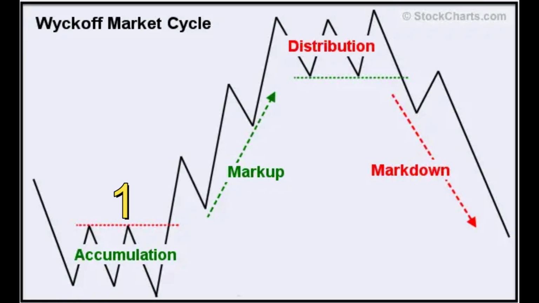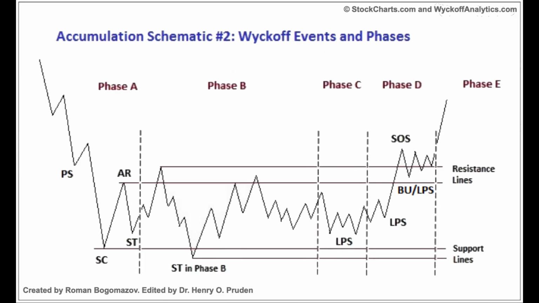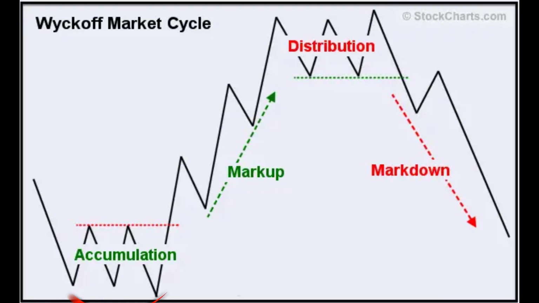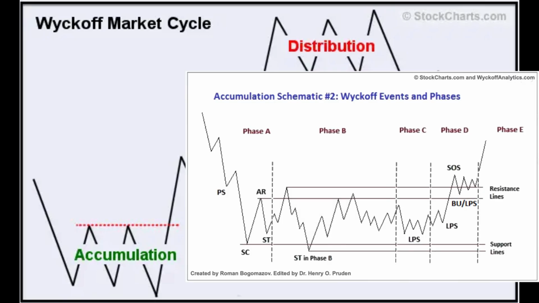Okay, so let's start with the 4 phases of market cycles and work our way towards Wyckoff theory and then entries. So first you have the accumulation phase. This is a sideways market. In this stage, there is always some form of Wyckoff theory going on.